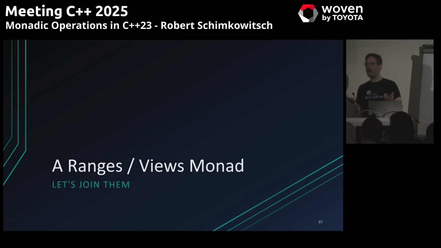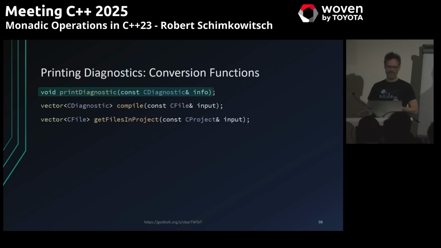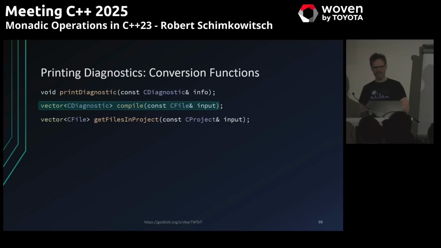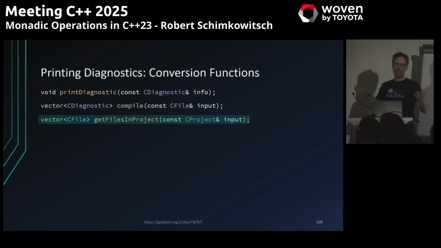It has been said that a compiler is a tool that takes files as input and returns diagnostics as output. Let's ignore the fact that it might also produce something useful like an object file and focus on getting and printing those diagnostics. And so I have a function which allows me to print a single diagnostic. And then I have a function to compile a single file, which obviously gives me multiple diagnostics, would be boring otherwise. And then I might want to compile multiple files. So let's say I have a project, whatever that is, and it contains multiple files.